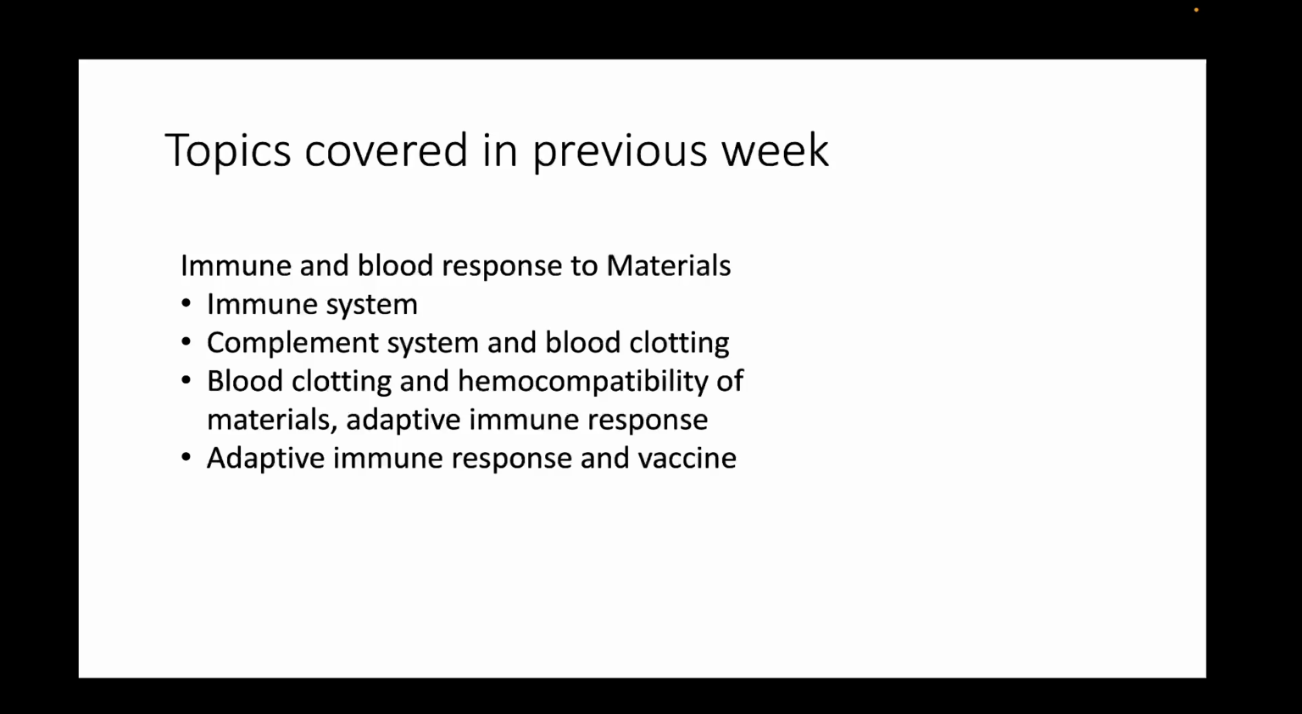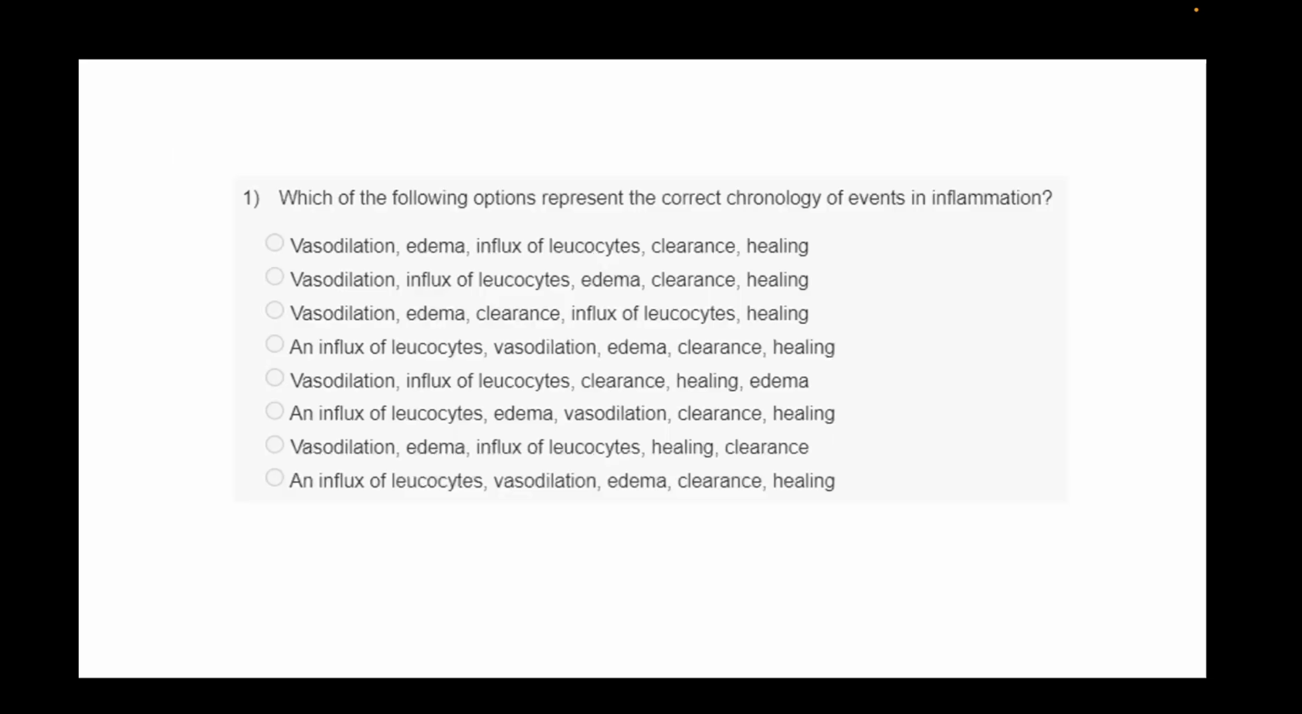So here is our first question. Which of the following options represents the correct chronology of events in inflammation? Options are vasodilation, edema, influx of leukocytes, clearance, healing. Second option, vasodilation, influx of leukocytes, edema, clearance, healing. Third option, vasodilation, edema, clearance, influx of leukocytes and healing. Fourth option, an influx of leukocytes, vasodilation, edema, clearance, healing.